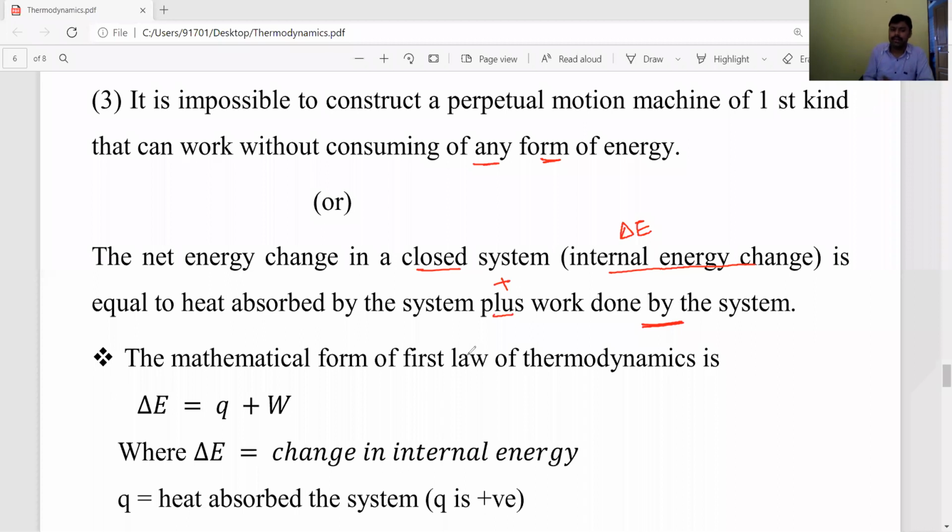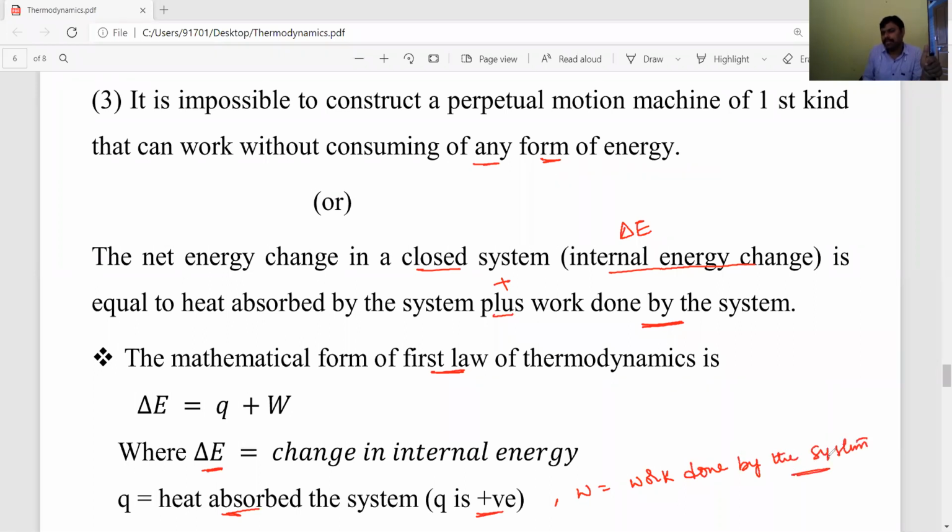So the mathematical form of the first law of thermodynamics: the internal energy change in a closed system is equal to the sum of the heat absorbed by the system plus the work done by the system, that is Q plus W, where delta E is the internal energy change and Q is the amount of heat absorbed by the system. Here Q is positive, and W is the work done by the system.